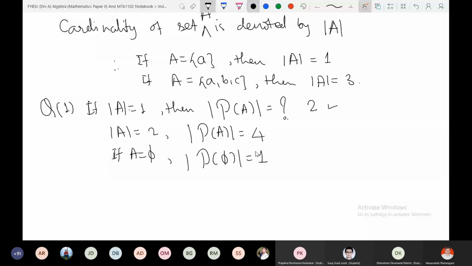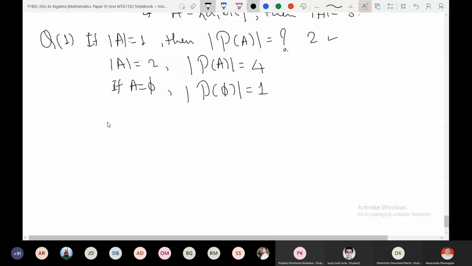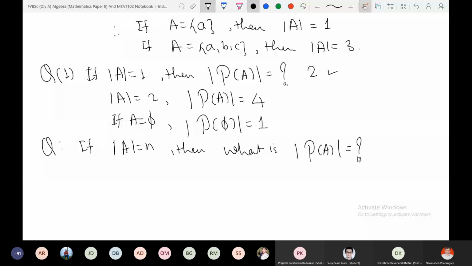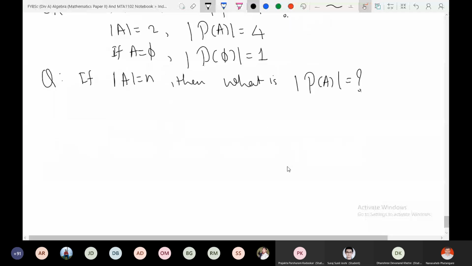So now can we generalize this? What is the generalization? The cardinality of the power set is 2 raised to n. Very good. If the cardinality of A is n, then what is the cardinality of the power set of A? That is the general situation. And therefore what is our proposition?